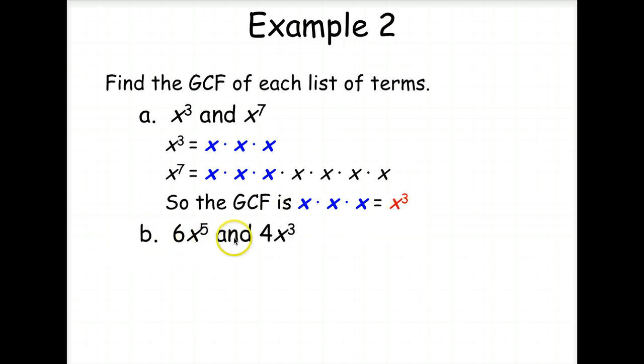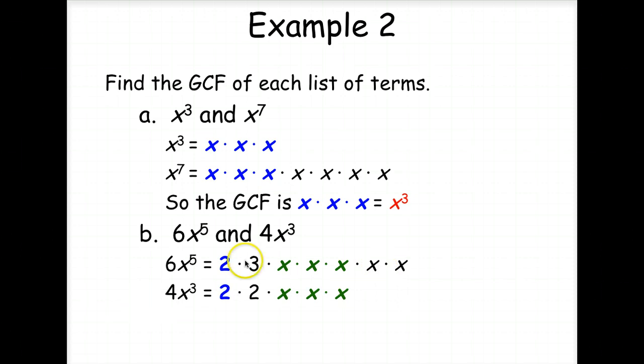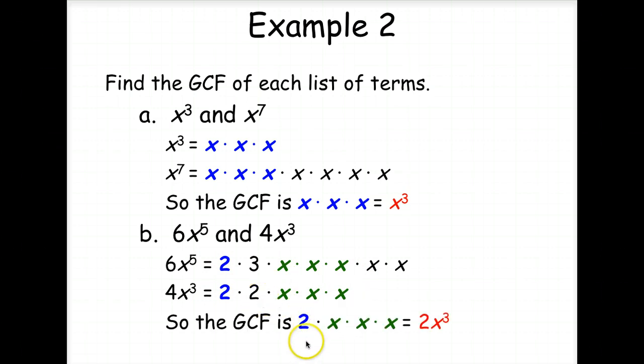Now we have 6x to the fifth and 4x to the third, so let's factor these two. 6 is 2 times 3 with 5 x's, and 4 is 2 times 2 with 3 x's. So we've got 2 in common and x to the third. So 2x to the third is our greatest common factor for these two terms.